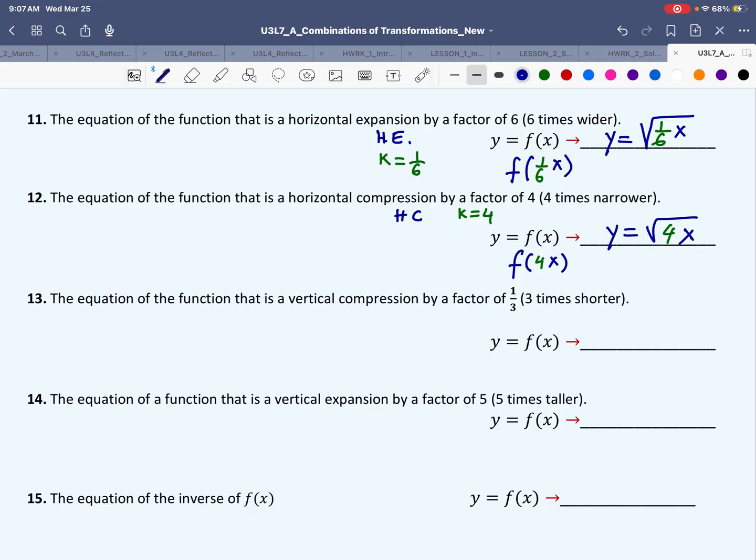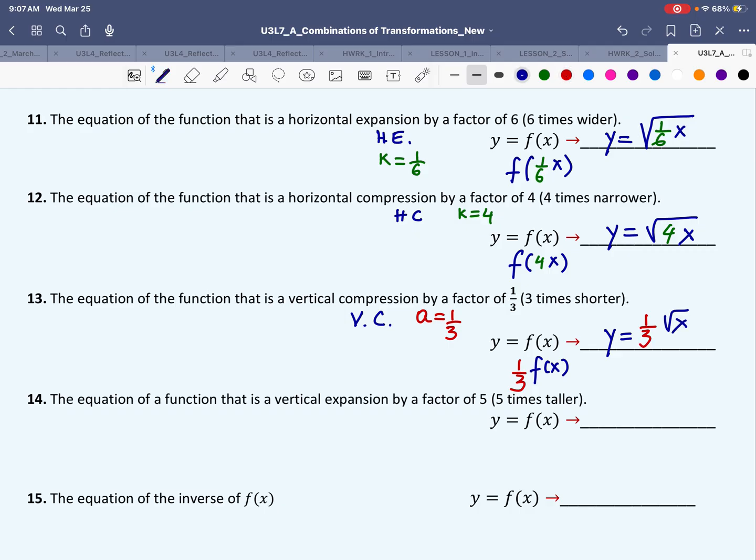Now, the equation of a function that is a vertical compression by a factor of 1/3. So that's a vertical compression, which means that the coefficient a is at work, and it's going to be 1/3. So that's going to be 1/3 of f of x. So the equation will be y equals 1/3 square root of x.